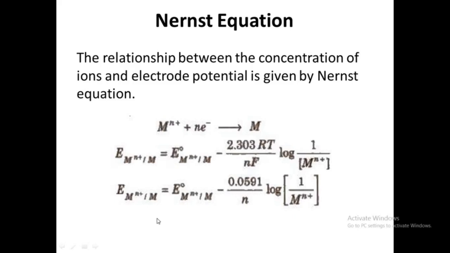So after putting all the values, we get 0.0591. Hence the Nernst equation becomes E of M n+ /M equals E naught of M n+ /M minus 0.0591 divided by n log of 1 divided by the concentration of M n+. That means the electrode potential, E of M n+ /M, depends on the concentration of the metal ion. So this is the equation given by Nernst to calculate the electrode potential from the concentration of the electrolyte present in the half cell.